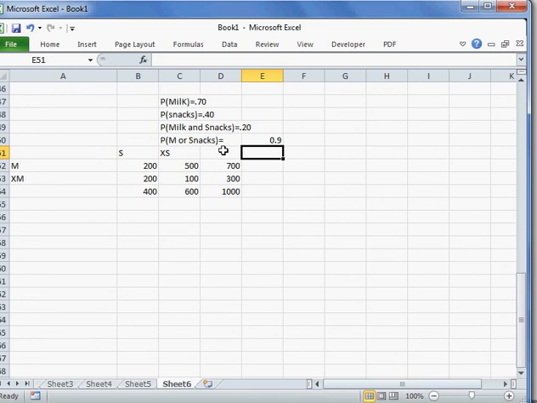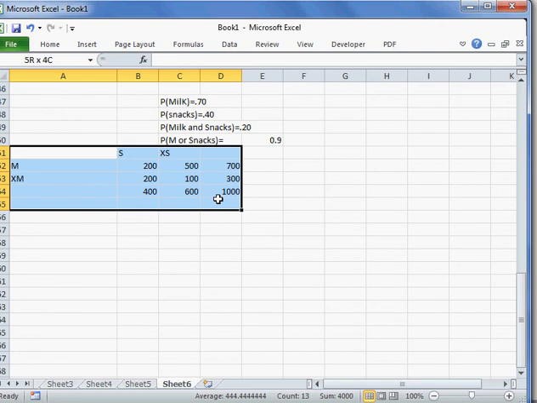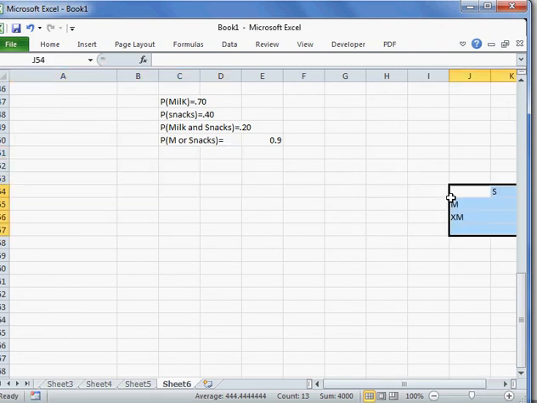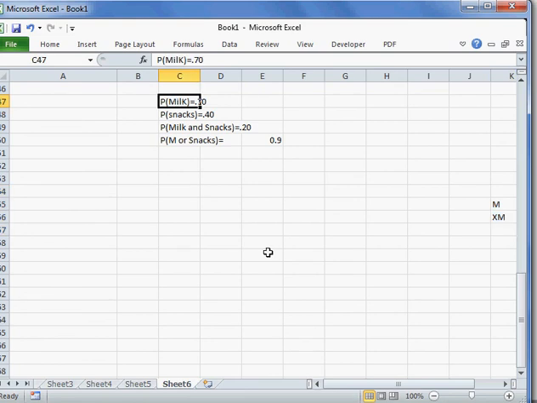So just imagine we didn't have this here. Just imagine this is off camera for a bit. I know that milk is 70%, snacks is 40%, and milk and snacks is 20%. How we get milk or snacks to be 90 is pretty tricky. It's not obvious how you would get from here to here, so you'd have to use the definition of some of these things and try to get there.